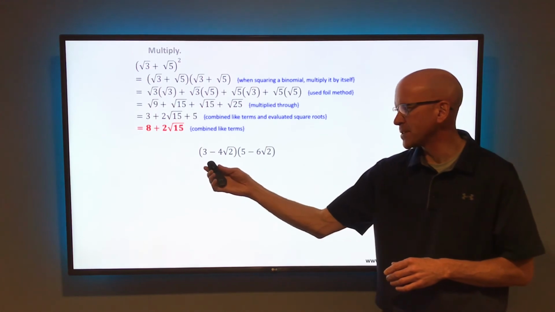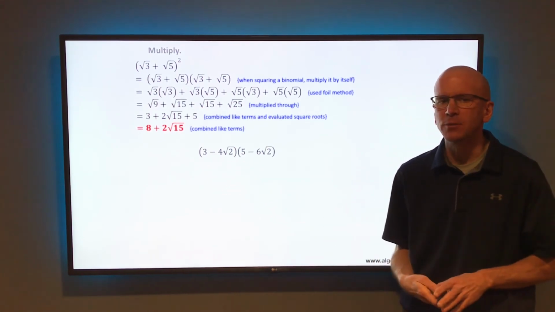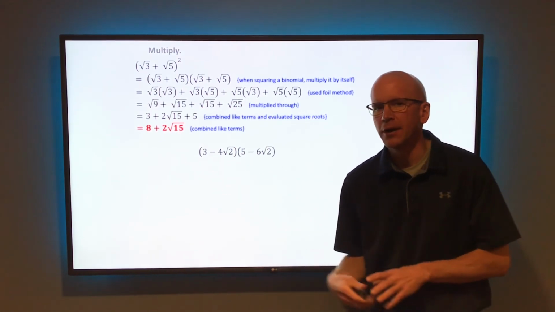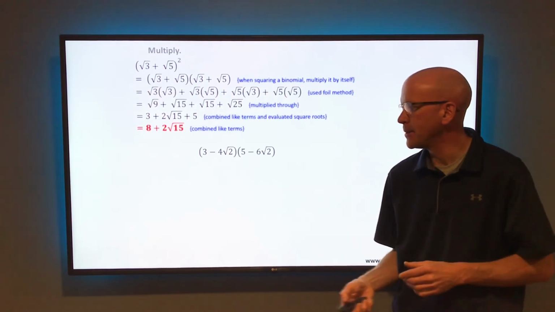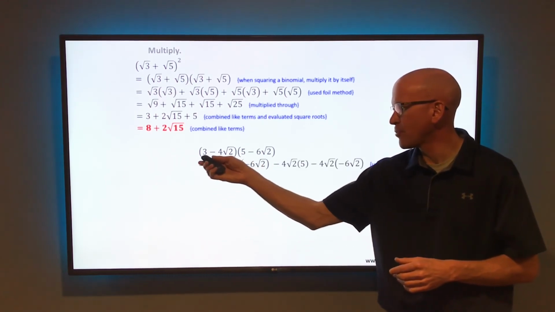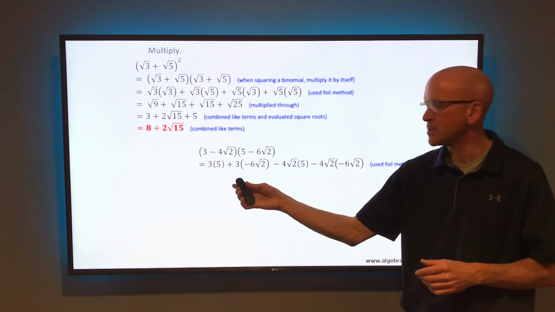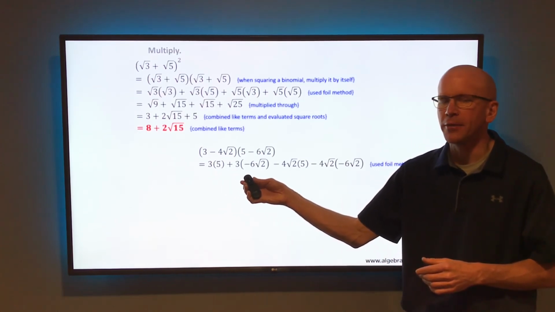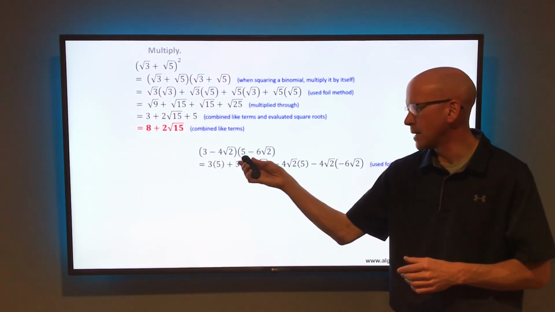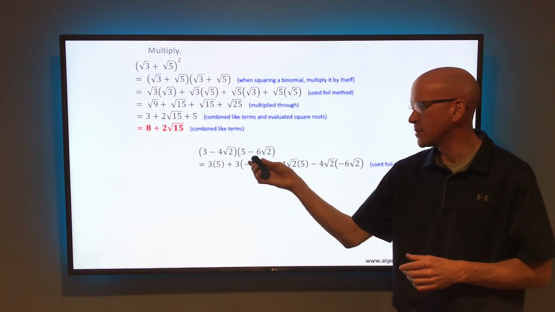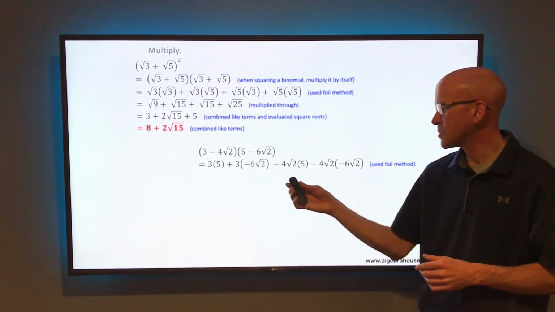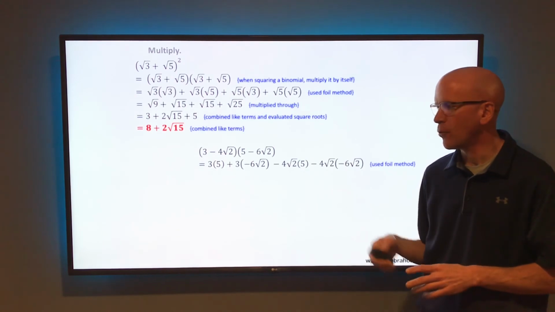3 minus 4 times the square root of 2 times 5 minus 6 times the square root of 2. Just multiplying those two binomials, FOIL method or distributive property. Take 3 times 5, and then 3 times negative 6 square root of 2. Those would be the first and the outer terms of the FOIL method. Then take negative 4 square root of 2 times 5, and negative 4 square root of 2 times negative 6 square root of 2. Those would be the inner and the last terms of the FOIL method.